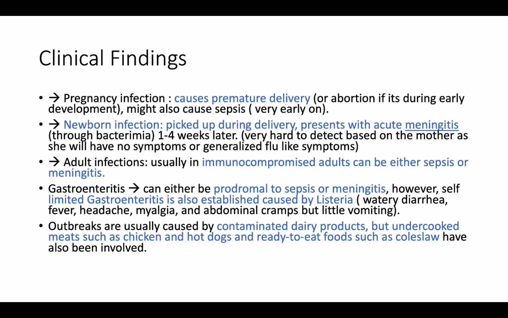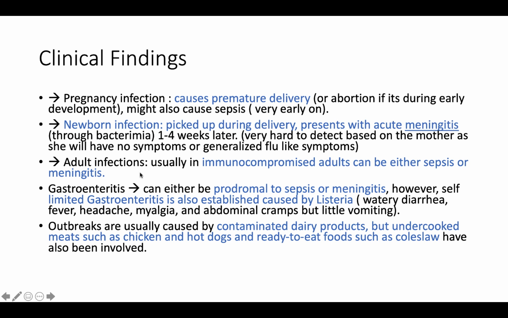What are the findings? Pregnancy infection causes premature delivery or abortion. A newborn infection is picked up during delivery and presents with acute meningitis. This is where you see meningitis. It's a newborn meningitis, usually within a few weeks after delivery. This is very hard to detect based on the mother, as she will still have no symptoms at that point, or maybe just generalized symptoms.